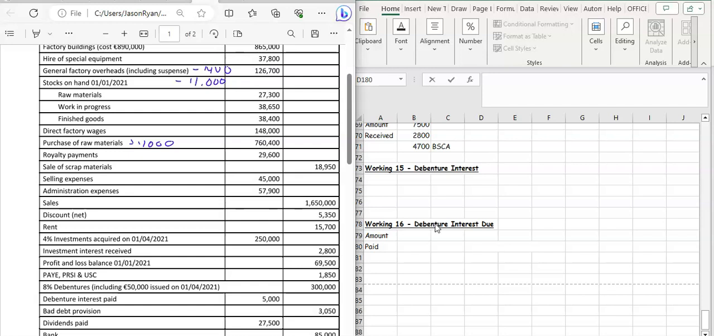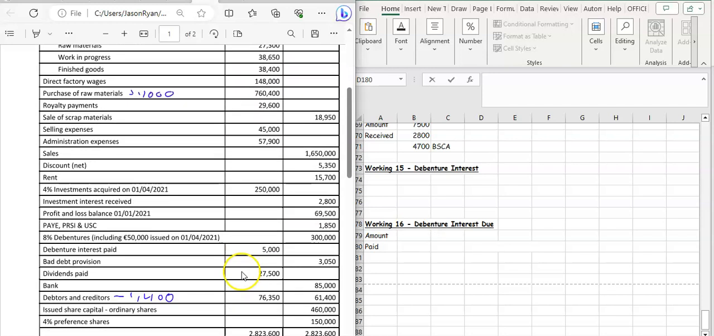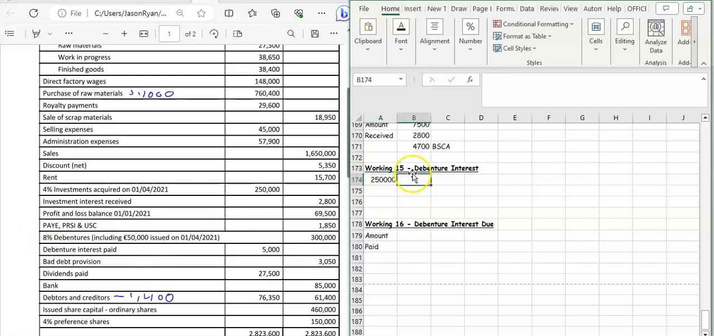First, you're going to calculate the yearly debenture interest that we have to pay. And the second thing then, what's due to be paid on it. So debenture interest are long-term loans that we've got from investors or from a bank. We need to be careful with this because it says 8% debenture interest including 50,000 that was got on the 1st of the 4th. So 300,000 is our total amount for our debentures. So the full year for debenture interest is going to be 250,000. So it's 300,000 take away 50,000 and we're going to multiply that by 8%.